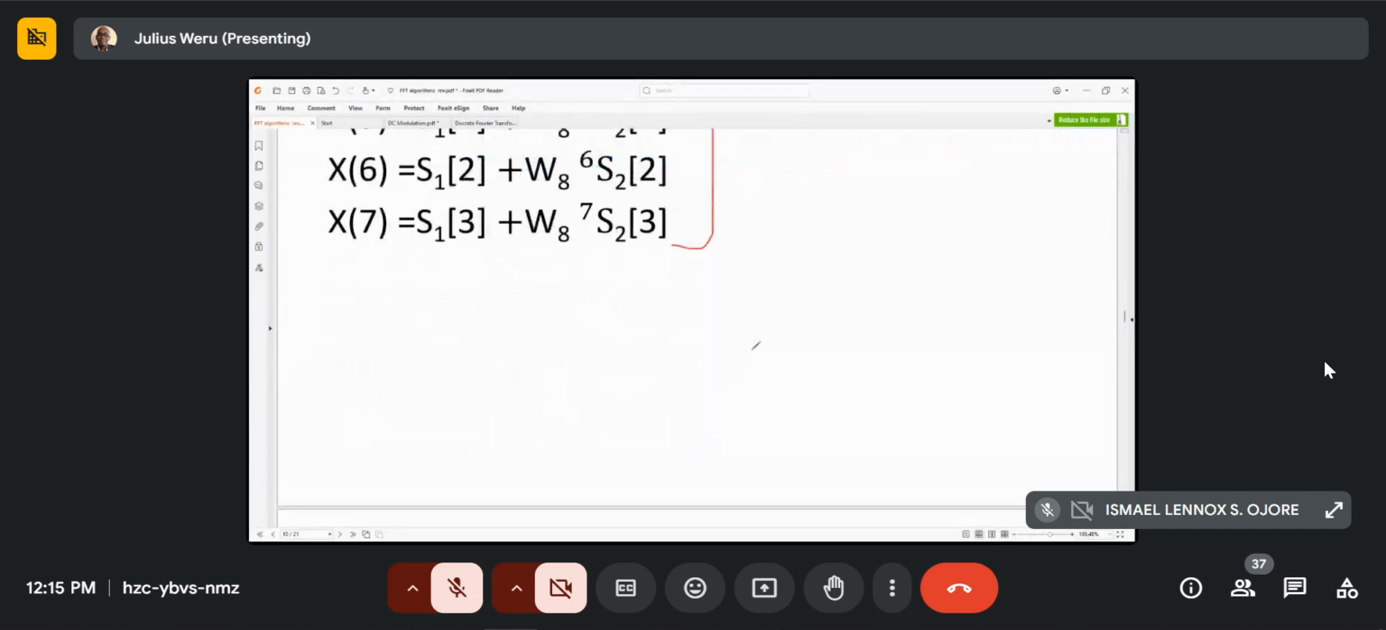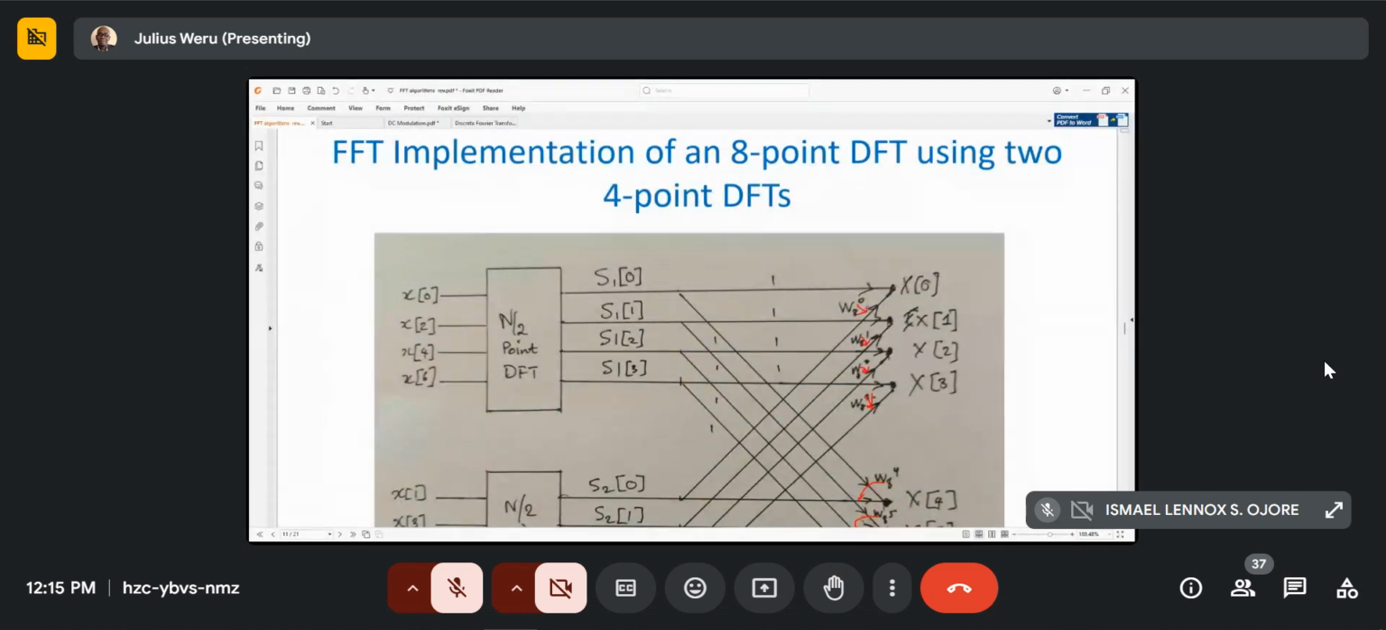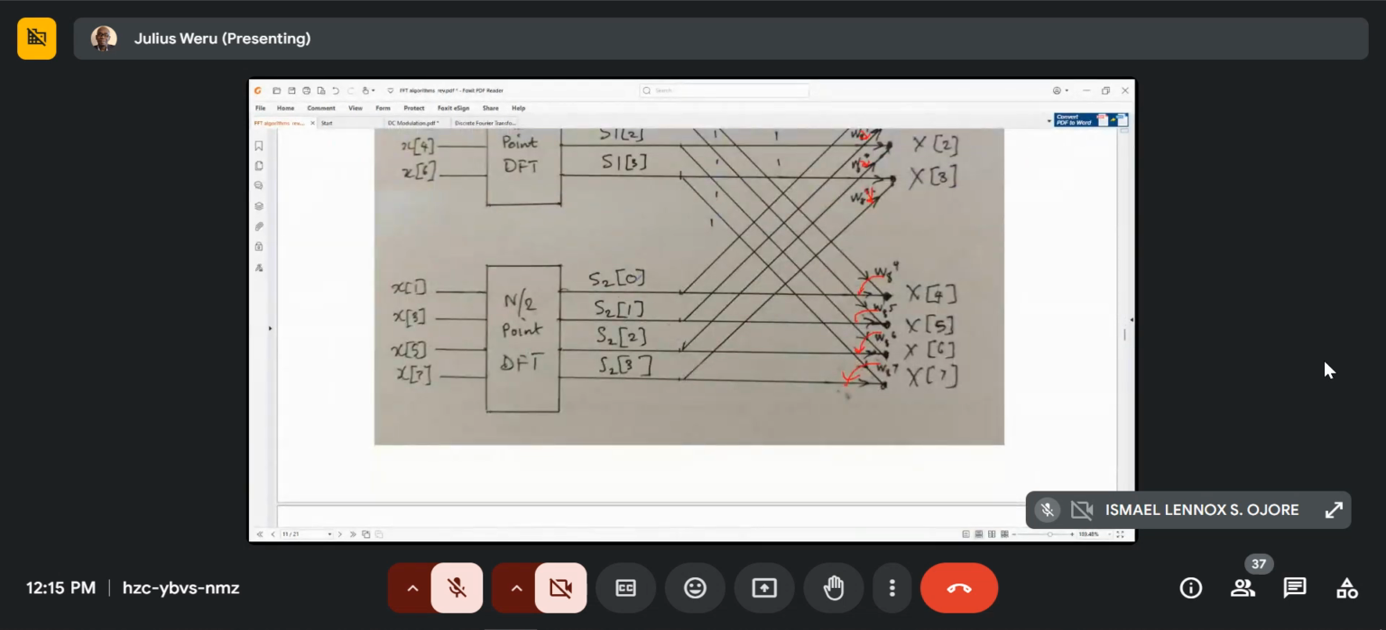Yes. Okay. That's why we are saying that could be a problem, because the way it's written here, you don't know whether it refers to this or to this. But just by definition, it is the s2s which are being multiplied by Wn to the k. So I agree here. If you just see it, it could be confusing.